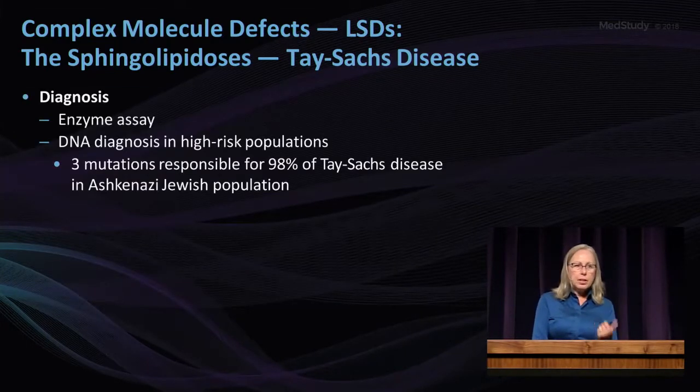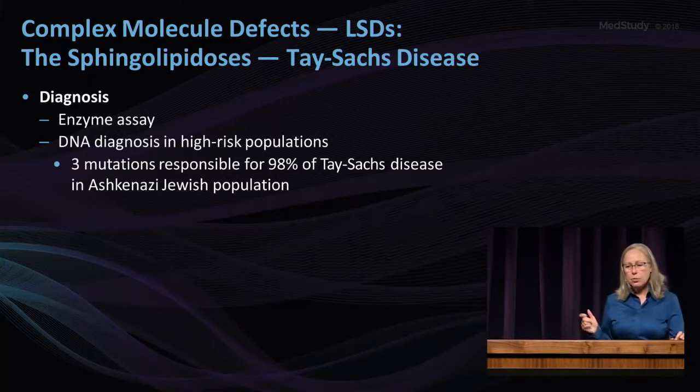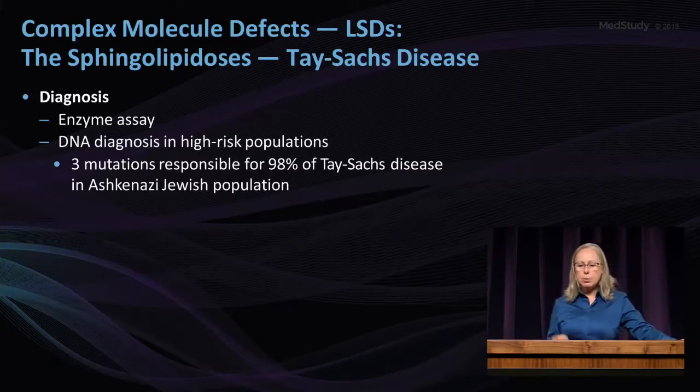We can make the diagnosis on an enzyme assay. If you're in a high-risk population, you can do DNA diagnosis for the 3 mutations that are responsible for 98% of Tay-Sachs in the Ashkenazi population. Some groups will do this and then do one of two things.